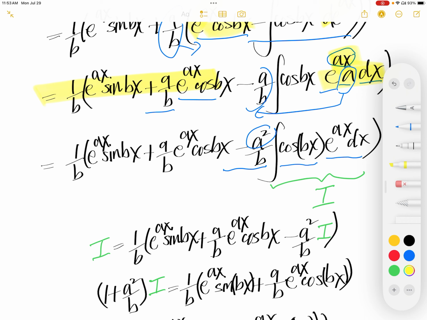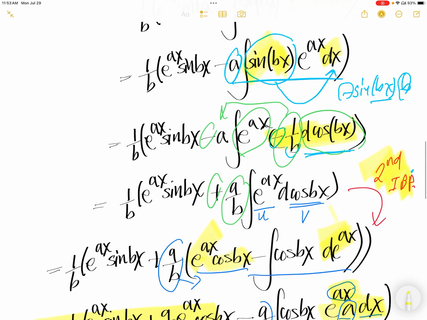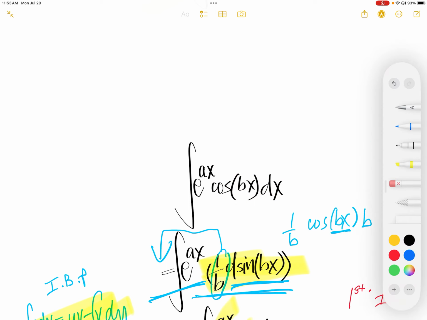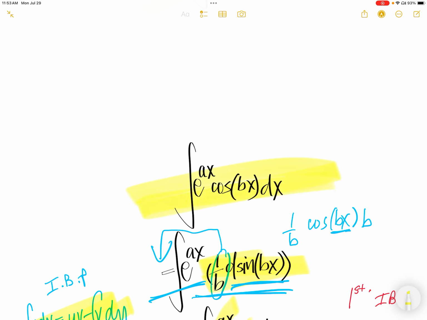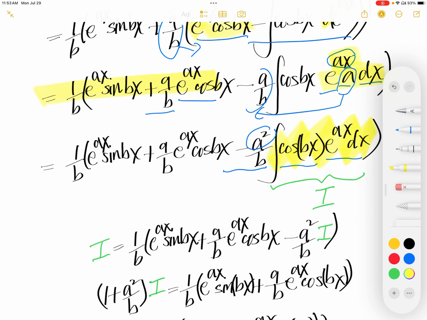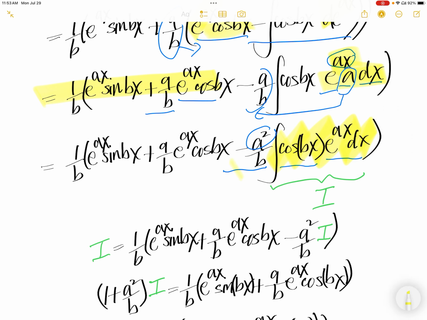If you notice carefully, this integral is our original integral. This one. This is what we want to solve: e to the power ax cos bx. And it also recurs on this. Let's call the thing that we want I, but don't forget that the thing we want, I, is also on the left hand side, the original integral.